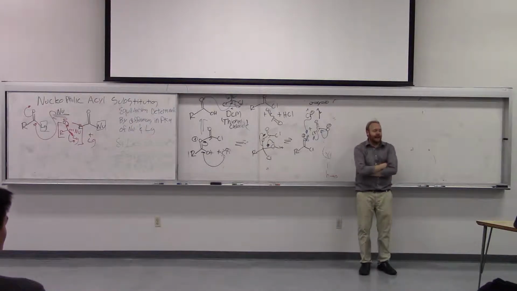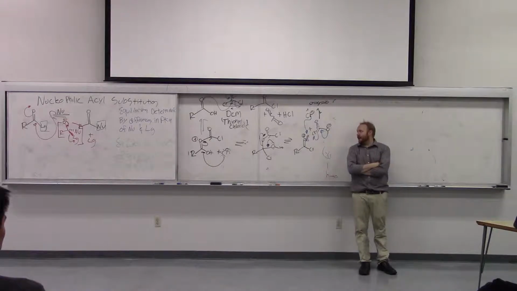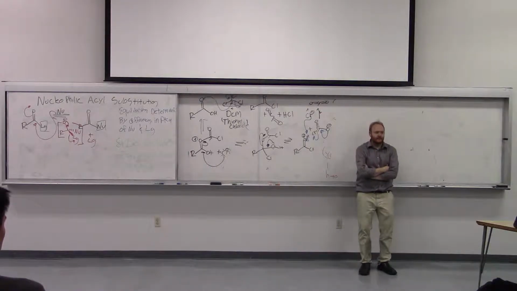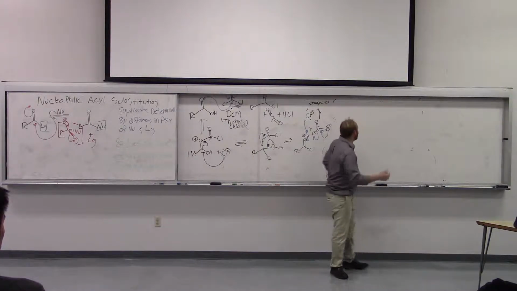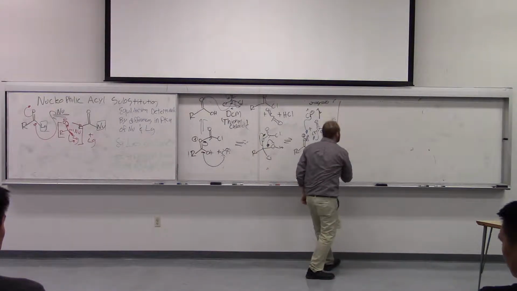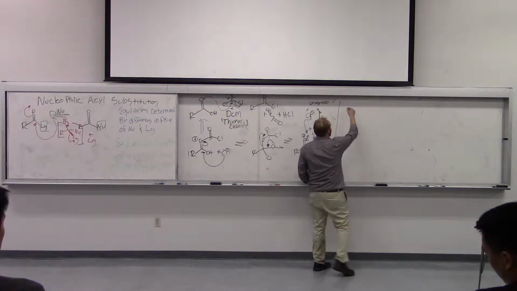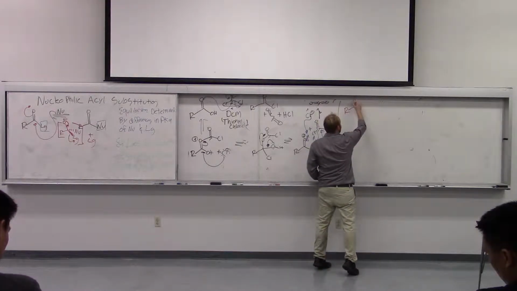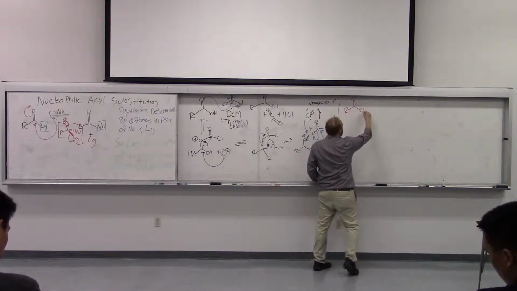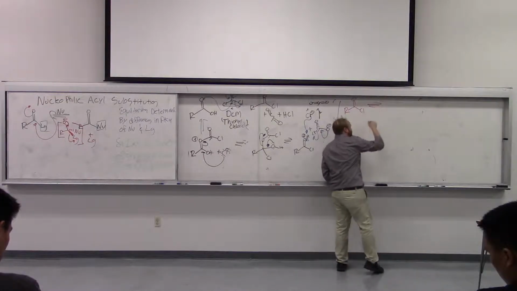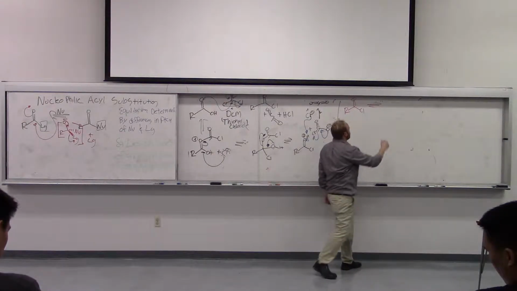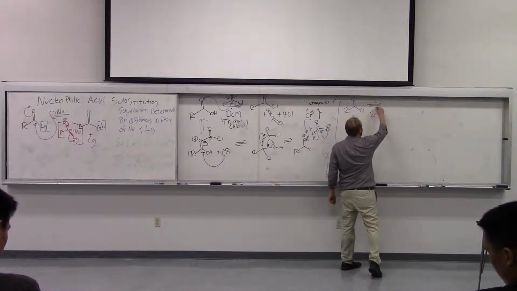And how would we make an anhydride? If I asked you to make an anhydride right now, what would you do? What would you start with? Yeah, exactly. So the most general way to make an anhydride, and I've done this a couple of times now, is to start off and make an acid chloride and throw in a carboxylate.